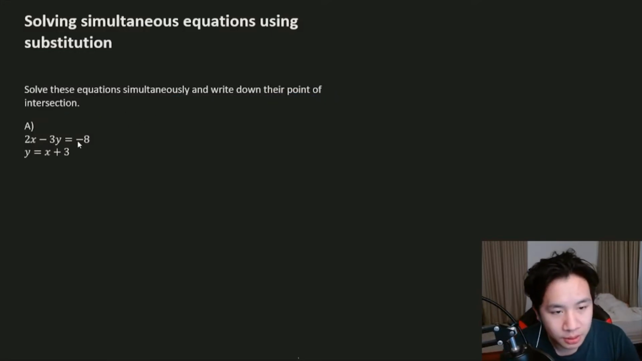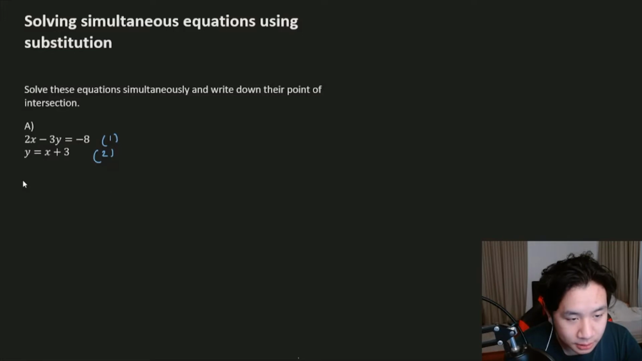So we have these two equations: 2x minus 3y equals minus 8, and y equals x plus 3. To do this, you want to label these as 1 and 2 first. What you notice is that the second equation is y is equal to x plus 3. But if you look at the first one, there's also a y here. And what I can do is replace this y with x plus 3, because y is equal to this.